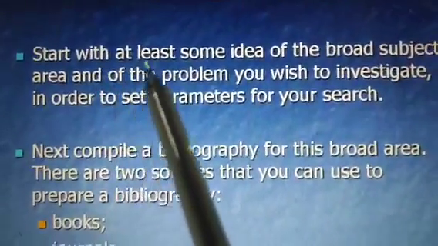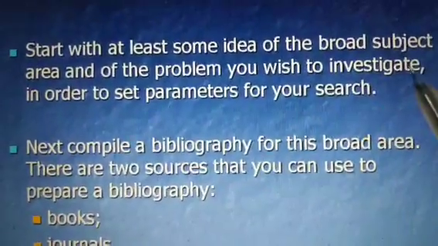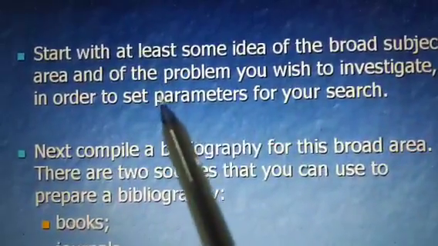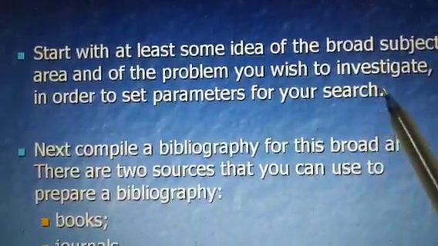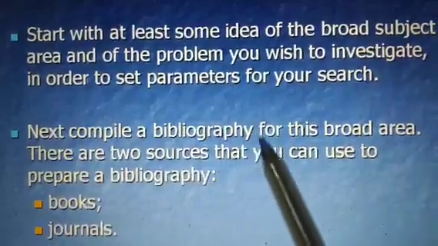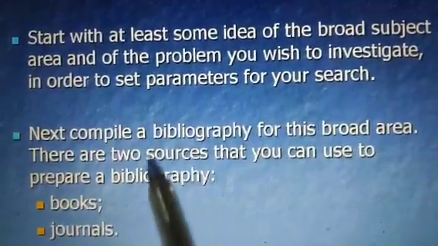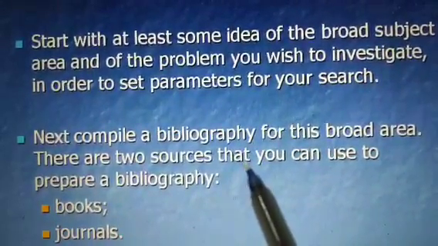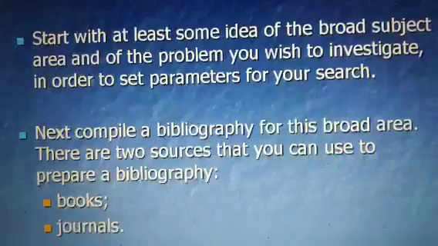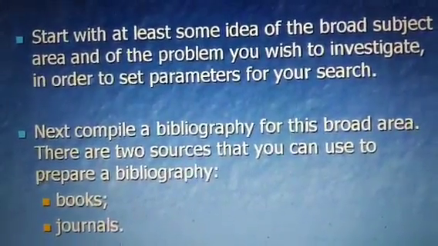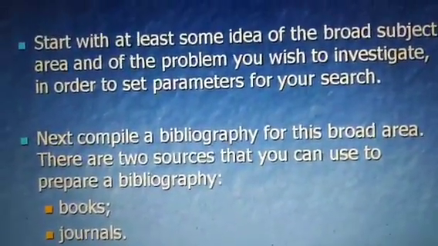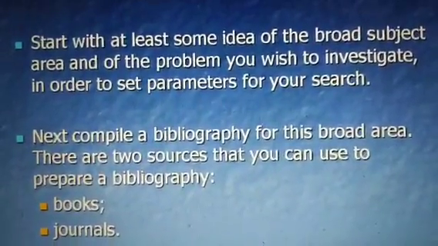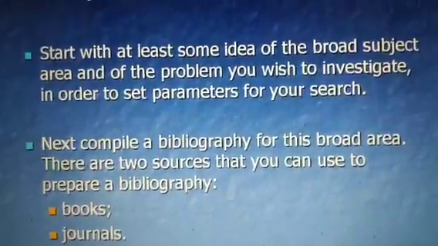Students, start with at least some idea of the broad subject area and of the problem you wish to investigate, in order to set parameters for your research. Next, compile a bibliography for this broad area. There are 2 sources that you can use to prepare a bibliography, and most importantly these 2 are books and journals. So with books and journals, you might start reviewing your literature by at least compiling some broad subject or some broad idea regarding your research.